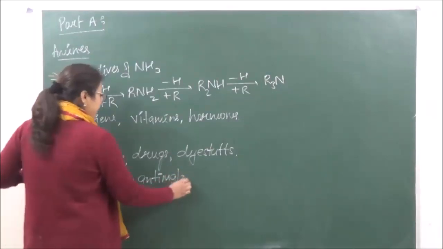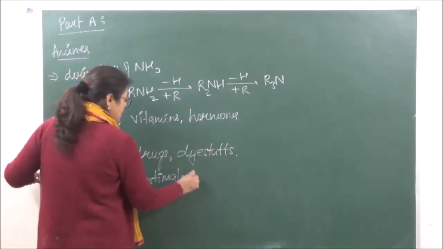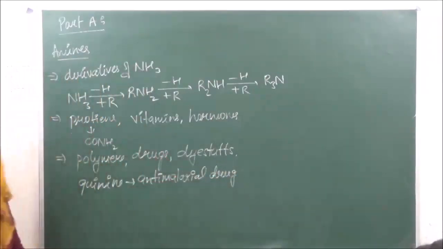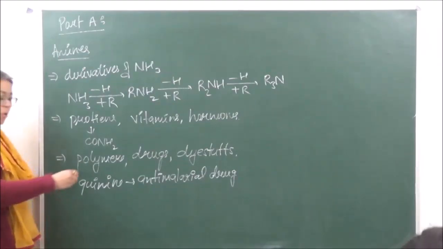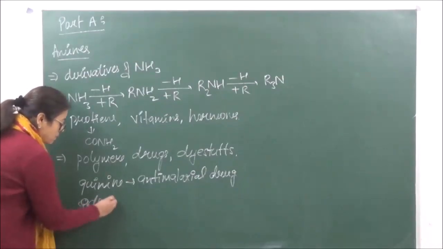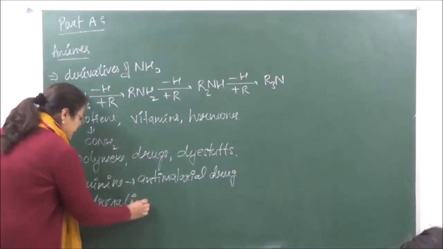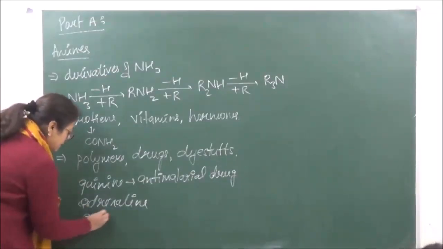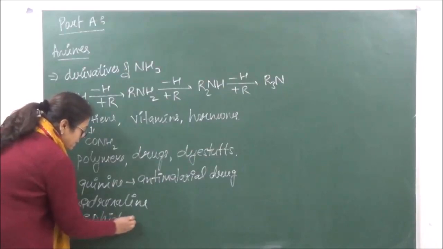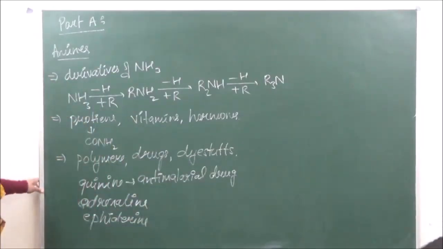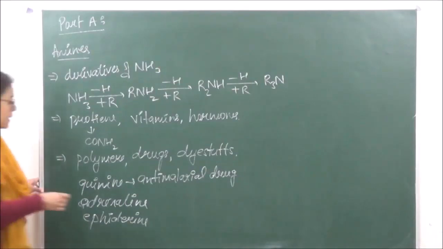Quinine is an anti-malarial drug which is used for the cure of malaria. Then there are 2 hormones which are present in the body. The first one is adrenaline, right? And the other one is ephedrine. Both of these are used for increasing blood pressure.